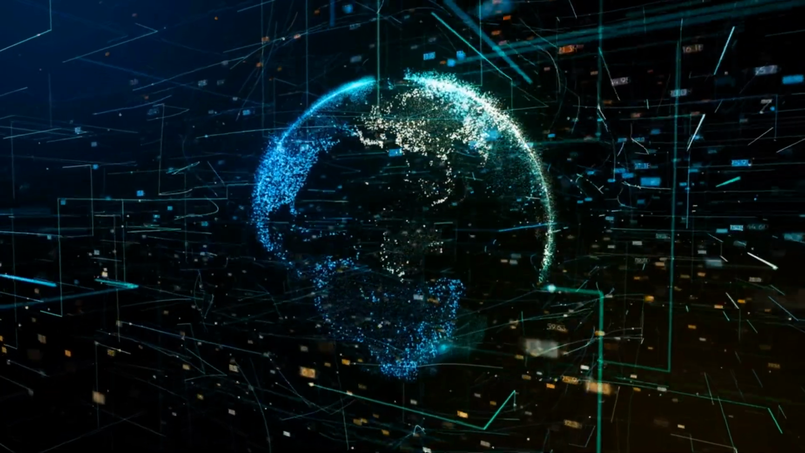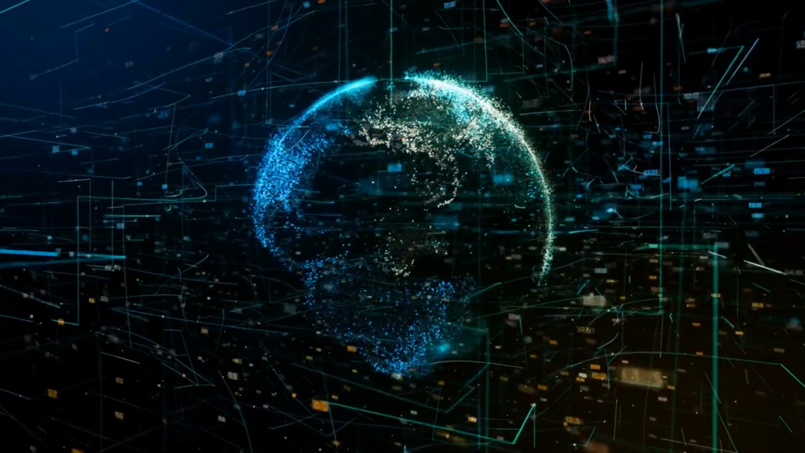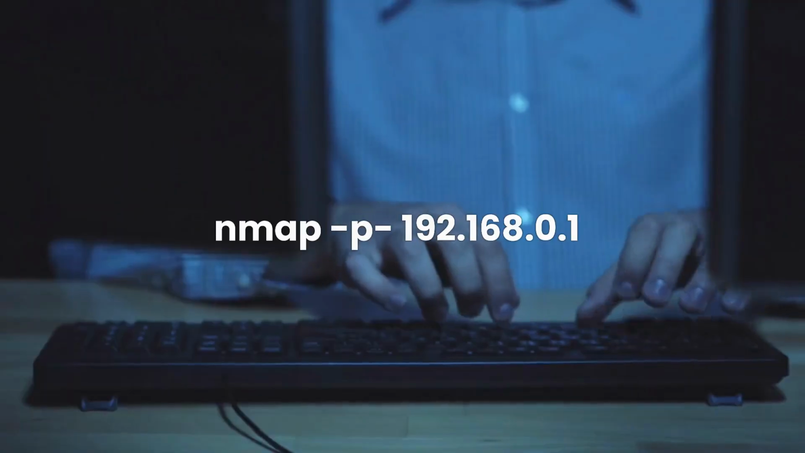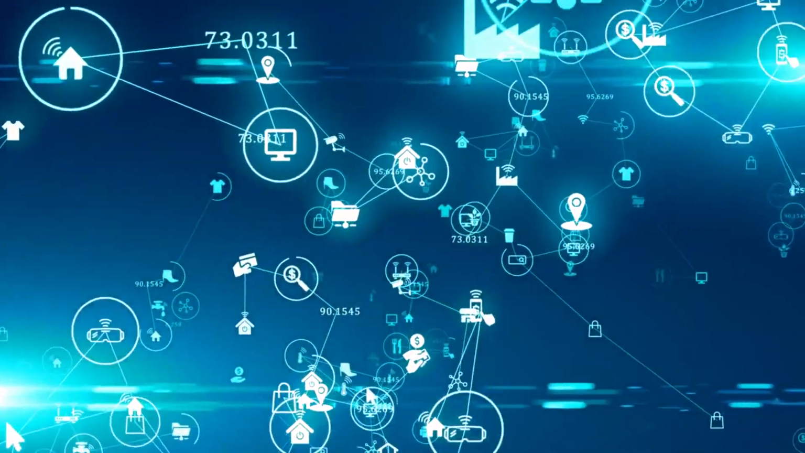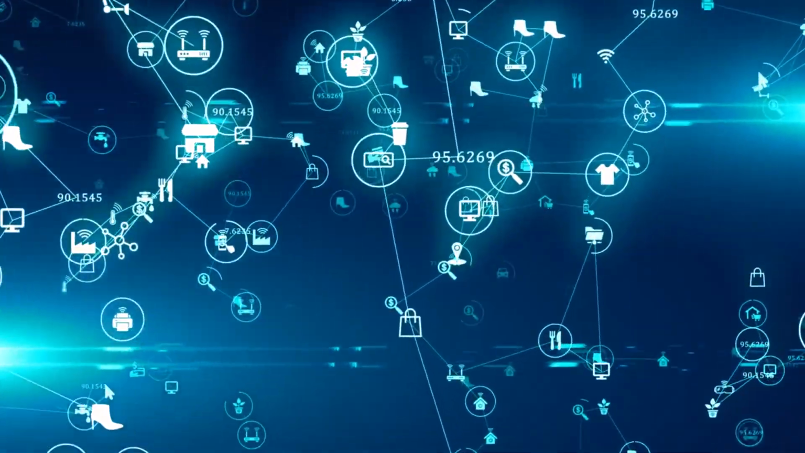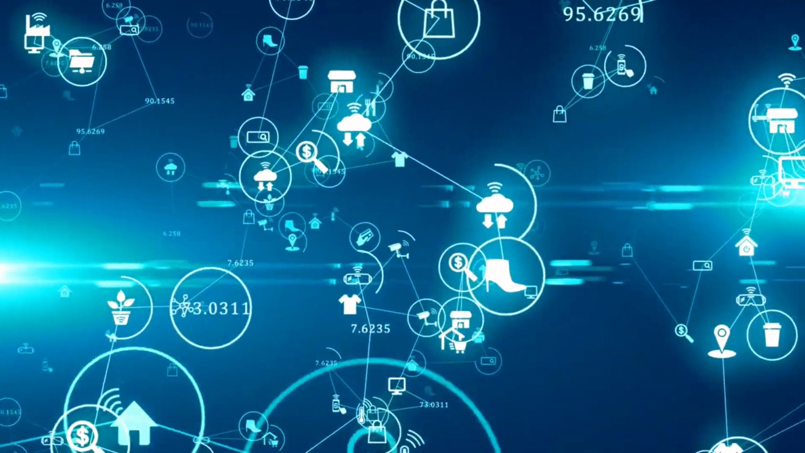Use case 2, checking for open ports. Suppose you want to check which ports are open on a specific device. You can use the following command: nmap -p- followed by the IP. This will do a scan on all 65,535 ports of the device against the IP address. The -p- flag tells Nmap to scan all ports.